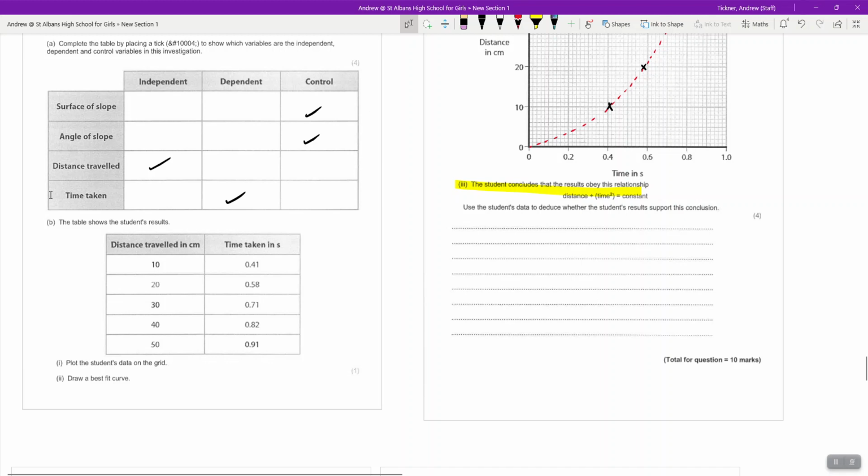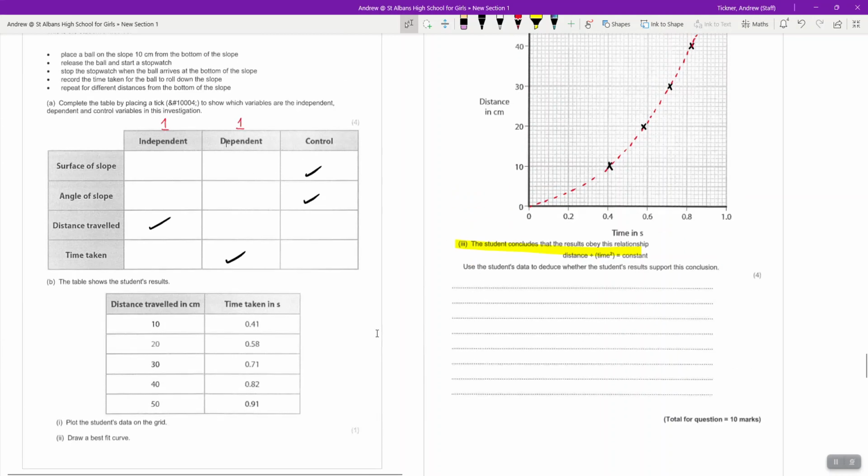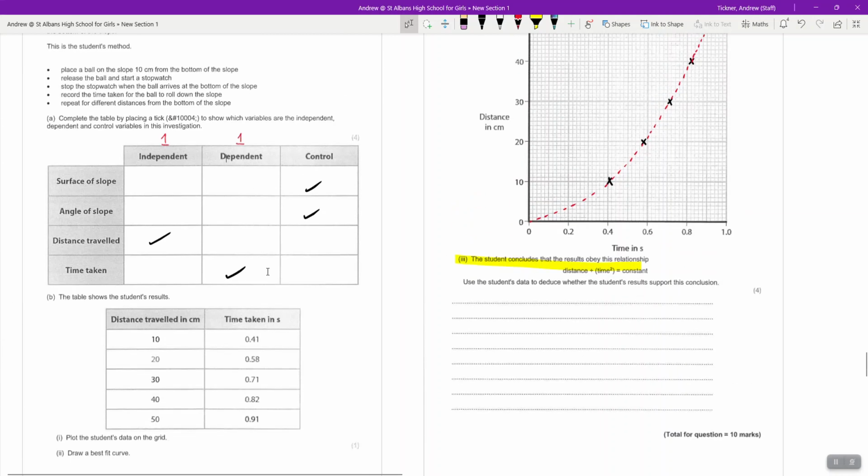Just as a quick thing to remember, there will only ever be one independent and one dependent variable. So you'll never tick multiples in these, because you can only ever have one of each of these, and then everything else should be a control, or your experiment is not going to show what you want it to show. But yeah, we're changing the distance traveled, we're measuring the time that it takes as a result of that, and we're going to control the surface of the slope and the angle of the slope.